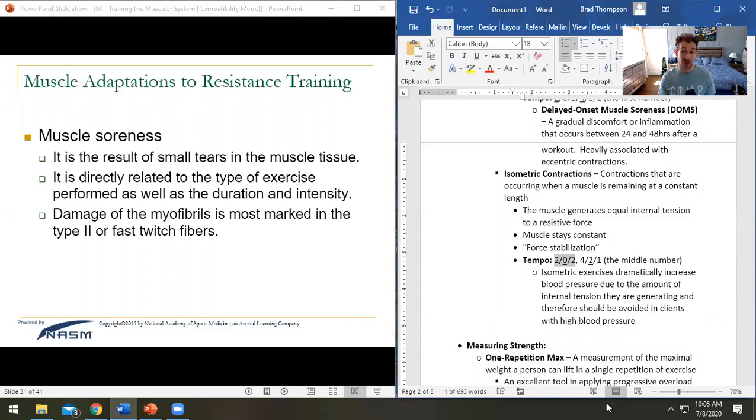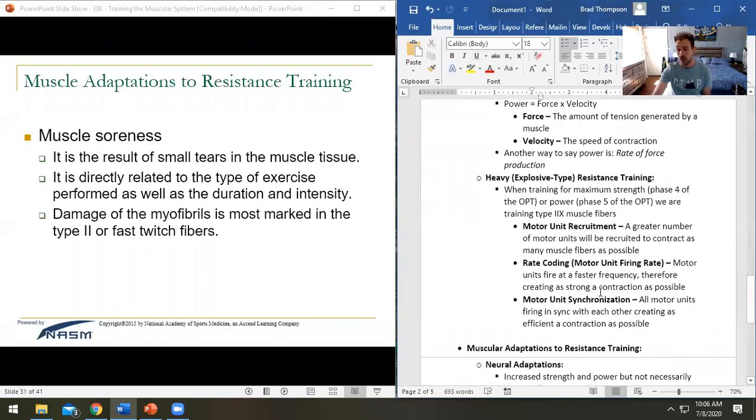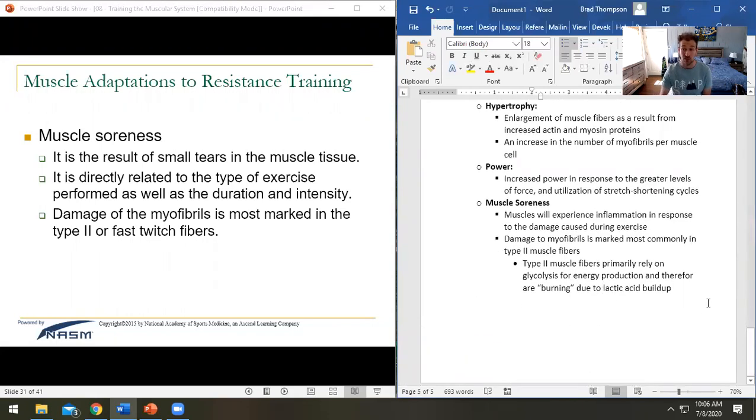If you ask a lot of other certifications, though, they're a bigger fan of a 3-1-1 tempo. What that means is, if I were doing bicep curls, it would be 1 up, pause for 1, down for 3. And that gives me a greater eccentric contraction. We know that eccentric contractions in particular result in greater muscle soreness, which is a sign of inflammation, which typically results in hypertrophy.